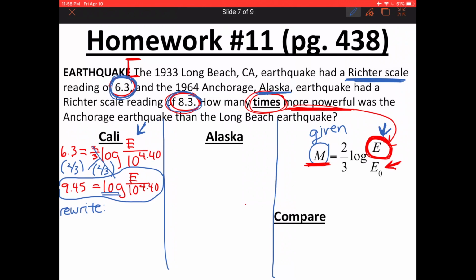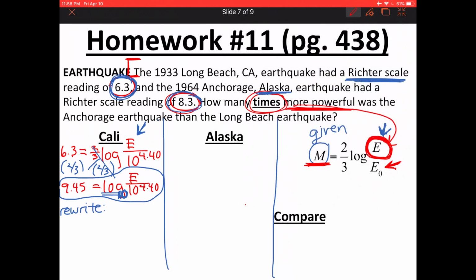Now remember, this is my default log, my common log. So if they don't tell me what the base is, the default base is 10. Okay, guys? So keep that in mind. If they don't tell us the base of the log, the default base is 10.